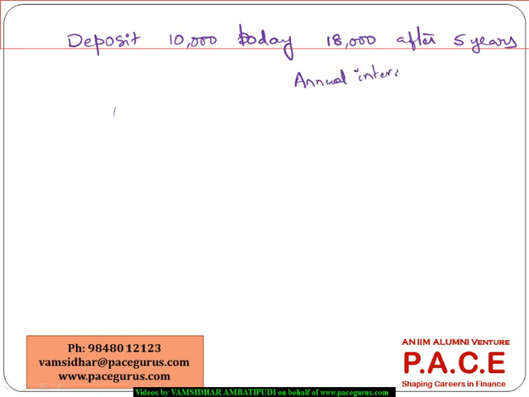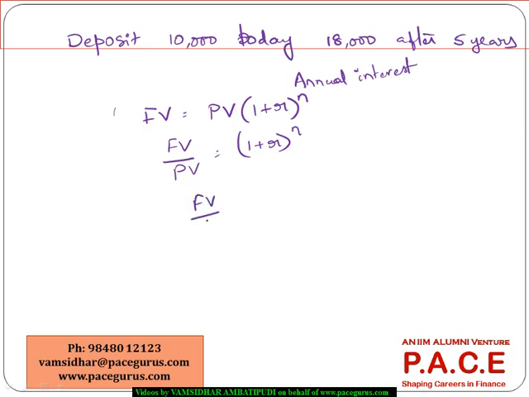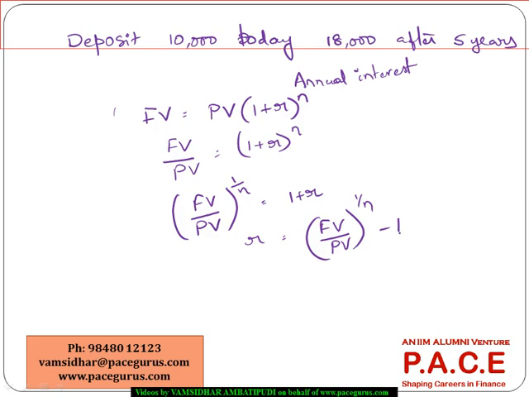Right, depositing 10,000 now, getting 18,000 after 5 years. What is the annual interest rate? So if I look at it, future value is bounded by the present value times (1 plus r) to the power of n. The other way I can put it is future value by present value is (1 plus r) to the power n. And if I simplify even more, future value divided by present value to the power 1 by n is 1 plus r, and from there I can get my r as future value by present value to the power 1 by n minus 1.